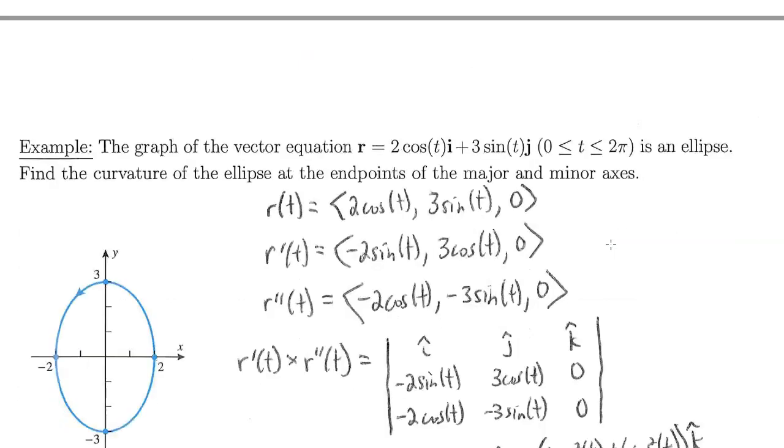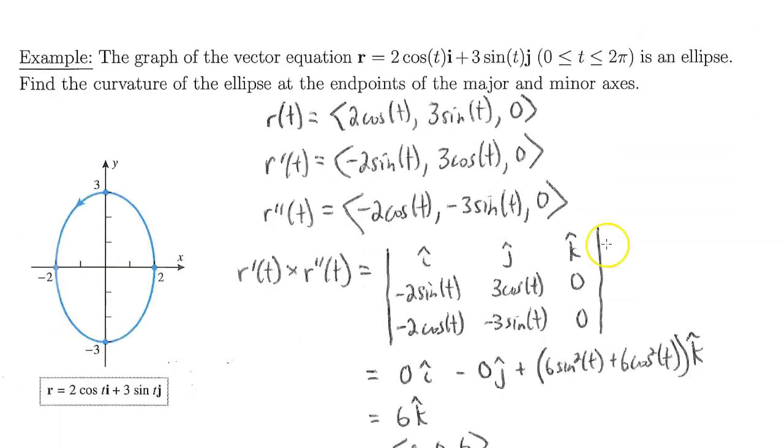Okay, so let's do an example. So the graph of the vector equation r of t equals 2 cosine t i plus 3 sine t j, so notice this is in 2 space here, is an ellipse. Okay, and I've actually drawn the ellipse right here. Okay, where t runs from 0 to 2 pi. Okay, so I think t equals 0 would correspond to this point. Okay, if you plug in 0 for t, you'd be at 2 comma 0.